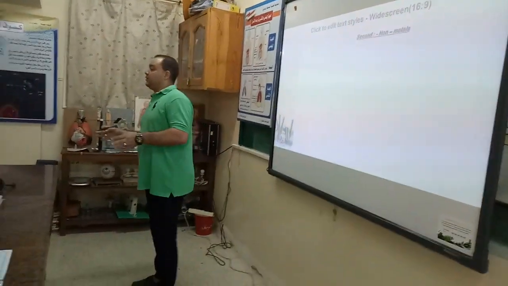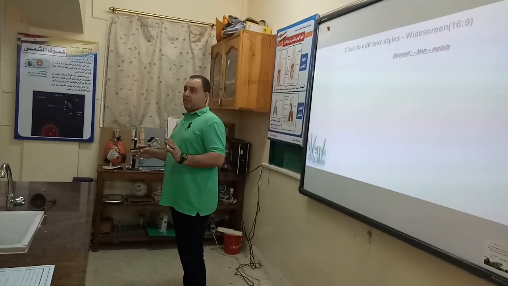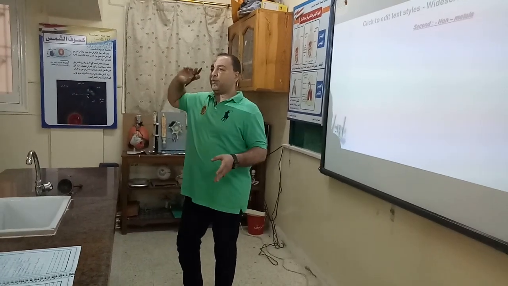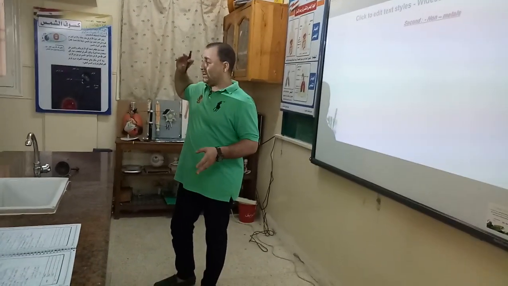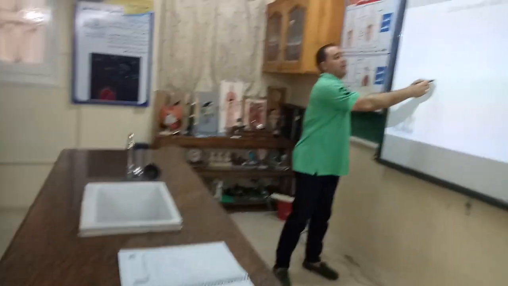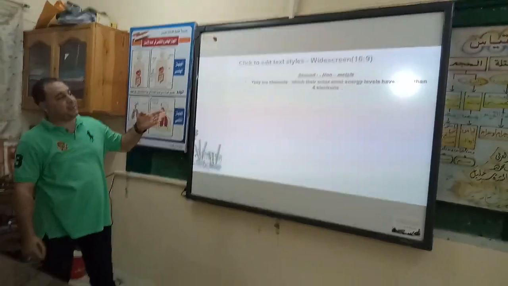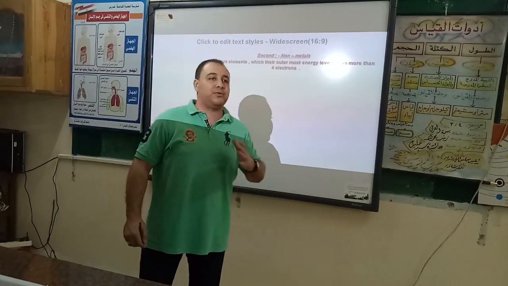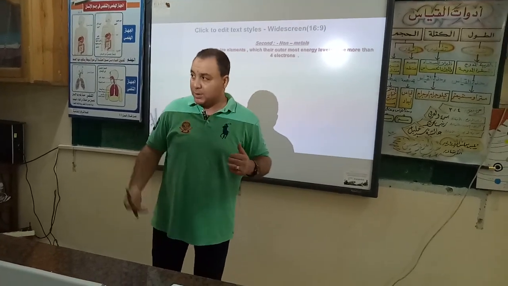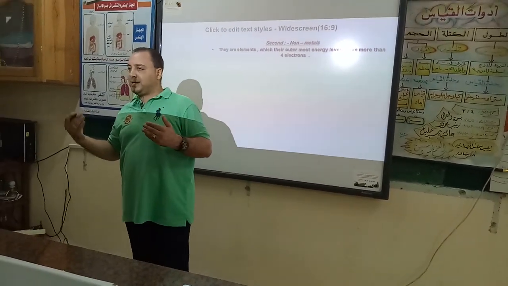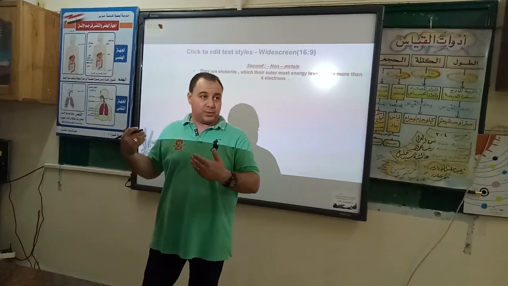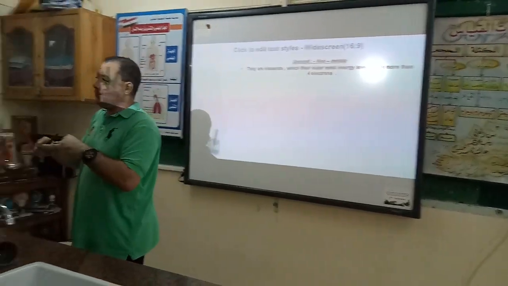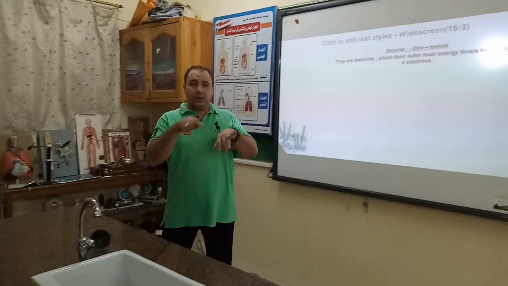There are differences between metals and nonmetals. Metals are elements which have less than 4 electrons. Nonmetals are elements whose outermost energy levels have more than 4 electrons. Metals, we said, have less than 4 electrons. Nonmetals, more than 4 electrons, as 5, 6, or 7.